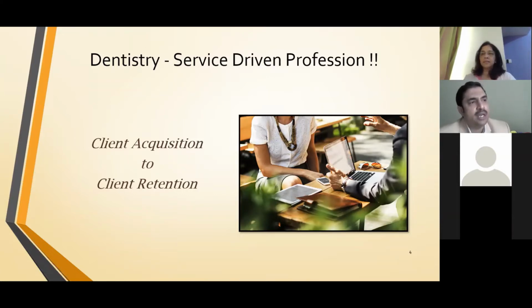Then you're going to convince them of the services that you can provide, and then the patient will agree to your services, and then he will have your services. And if your services are good, the patients will keep coming back to you for repeated services. Otherwise, the patient is not going to come back to you.